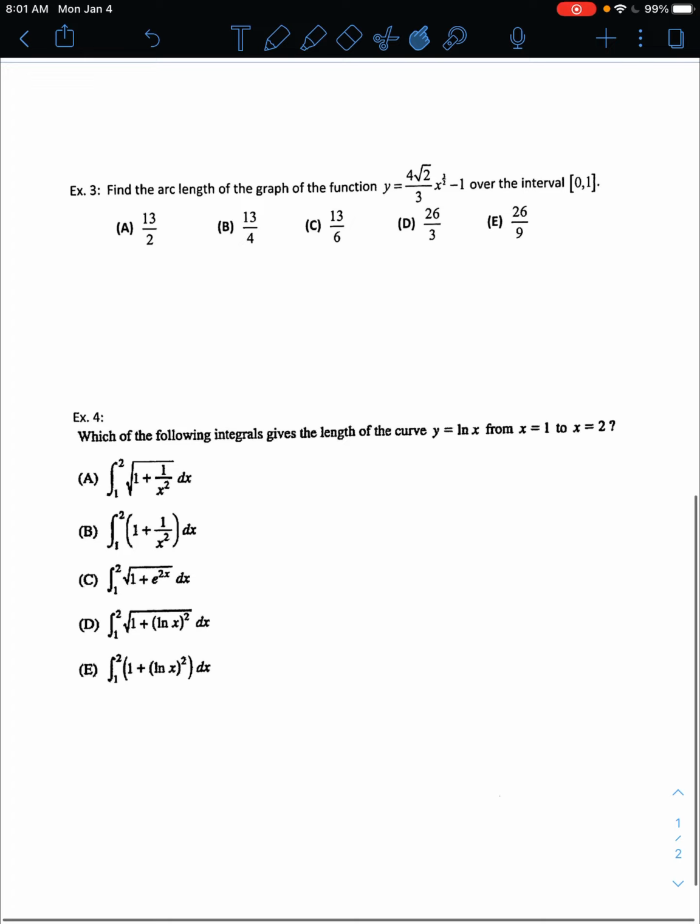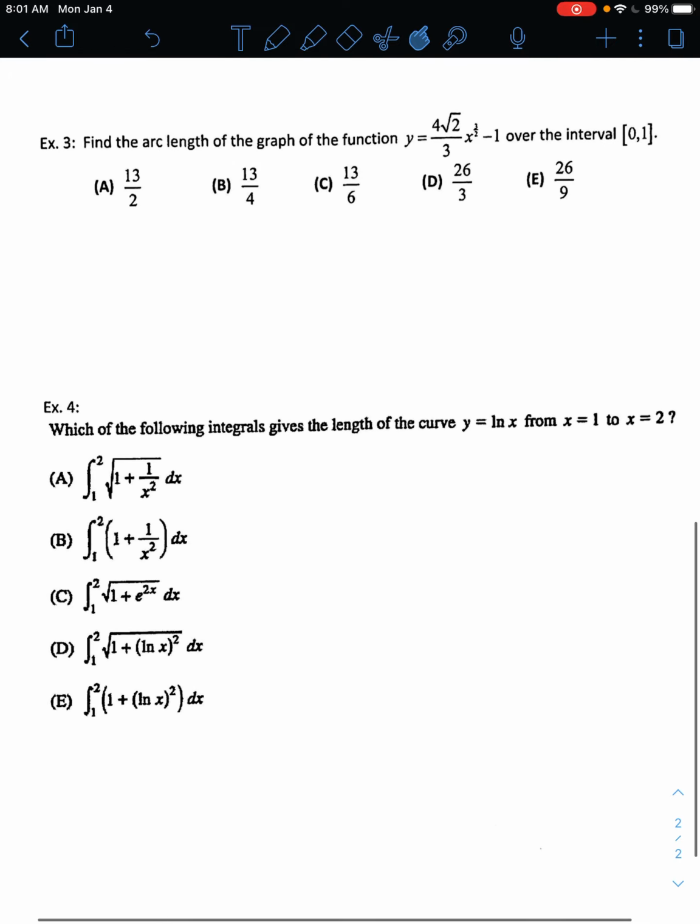I would encourage you, just to get some practice on your own, to pause it and try these 2 problems. They're 2 non-calculator problems. In fact, example 3 wants you to find the arc length. And notice all the answers are numeric, which means they want you to actually do the integration. So I'd encourage you to pause it and see if you're able to do that. See what you remember.